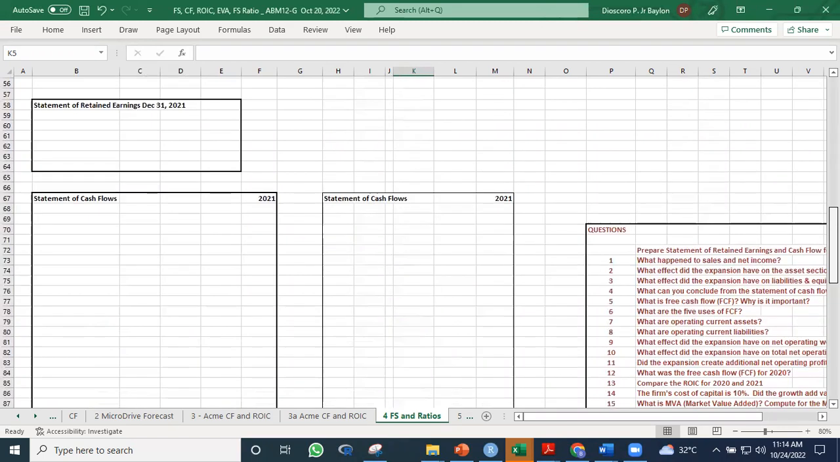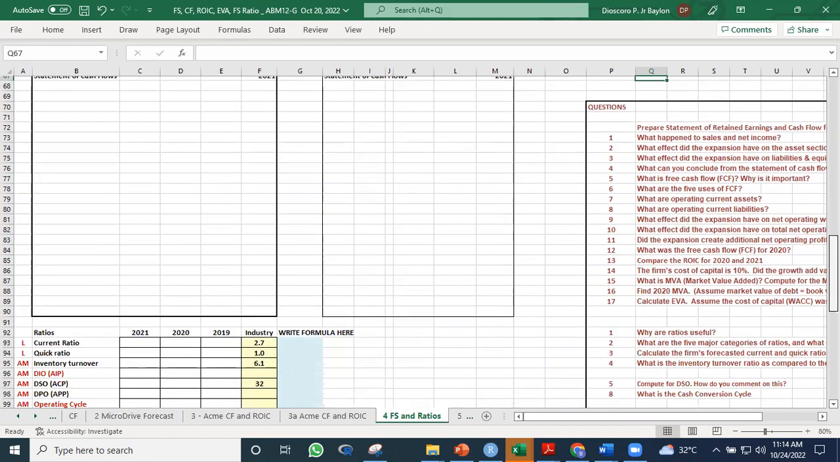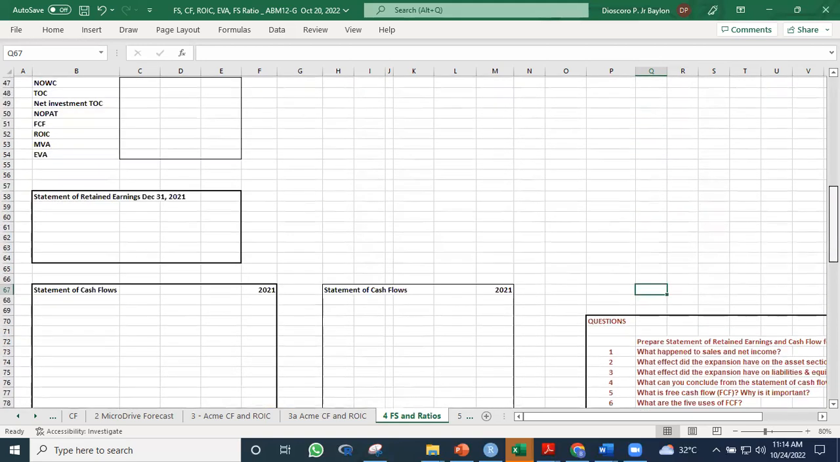In the course of our discussion, we're going to answer these questions. I know you can answer these already because some of them we have discussed in class. For example, what is free cash flow? What are the 5 uses of free cash flow? What are the operating current assets? Compare ROIC for 2020 and 2021. We have already discussed that in our previous lessons, so some of them we're not going to answer. I will leave you to answer those questions.